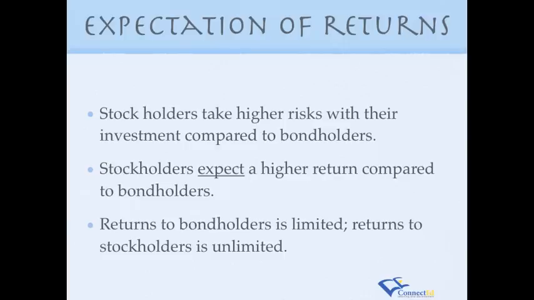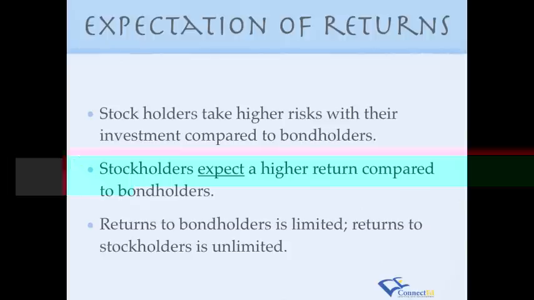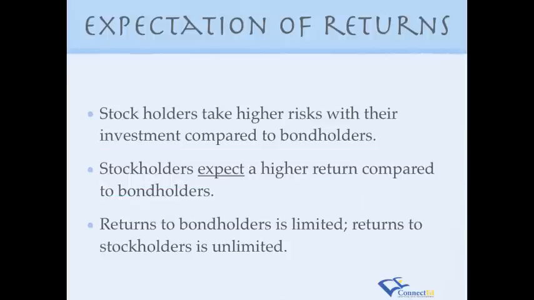So stockholders who take higher risks expect a higher return compared to bondholders who take less risk. Returns to bondholders, however, is limited. Bondholders can at best expect to receive the interest that has been promised to them, that has been contracted with them by the company. Returns to stockholders is unlimited. If a company makes more profit, it can pay more dividends. If a company makes very, very good profits, its stock market prices are most likely to go up. So stockholders have unlimited upside.